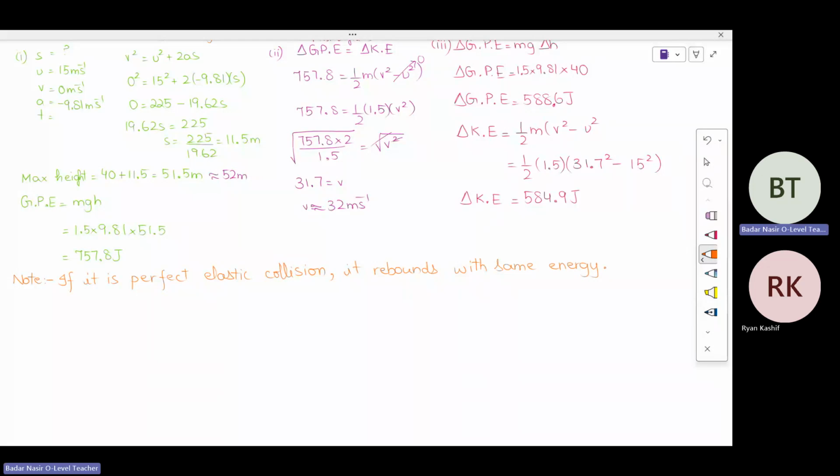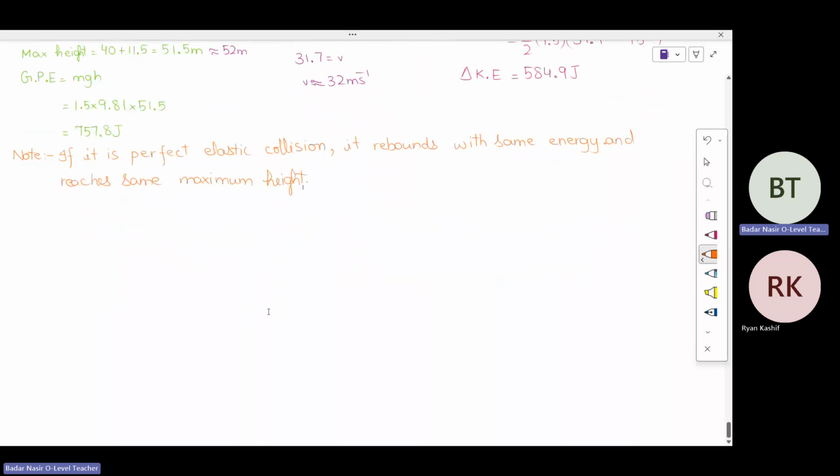Okay. ठीक है. It rebounds with the same energy and reaches the same maximum height. But ये practically ऐसा नहीं होता क्योंकि बहुत मतलब एयर रेजिस्टेंस है, there are other resistive forces that are acting, तो एनर्जी लॉसेस होते हैं जिसकी वजह से जब बॉल रिबाउंड करता है, ठीक है, so it does not reach the same height.